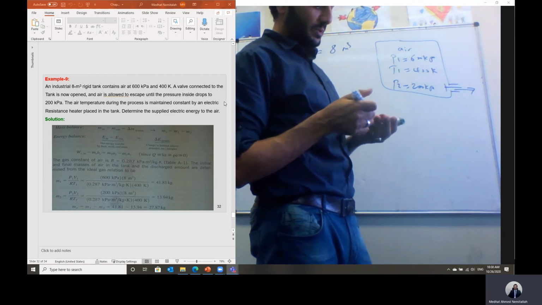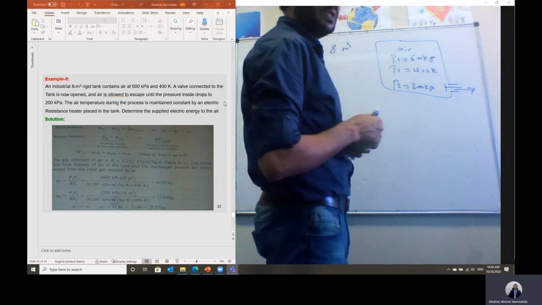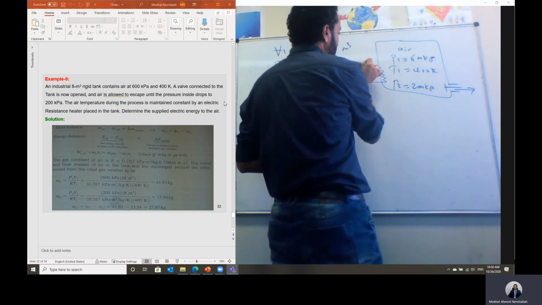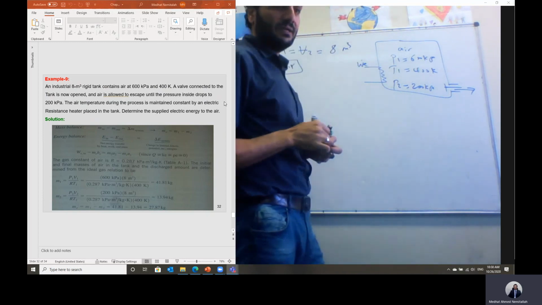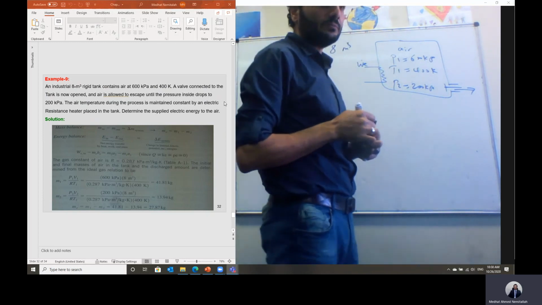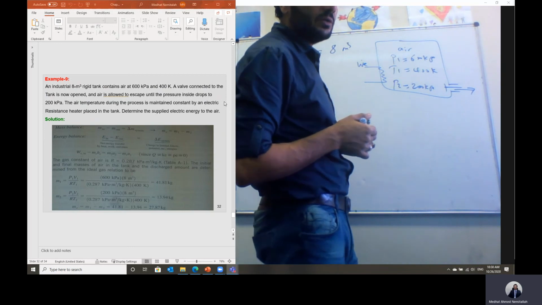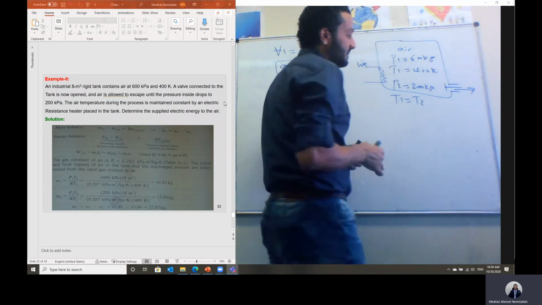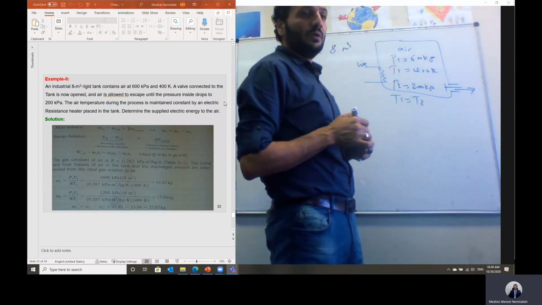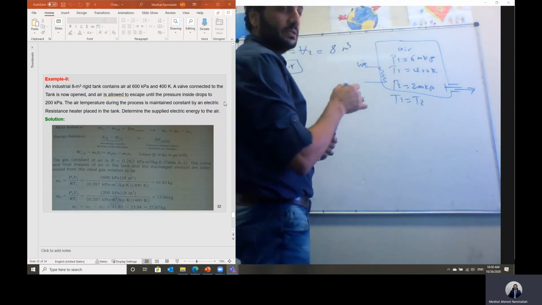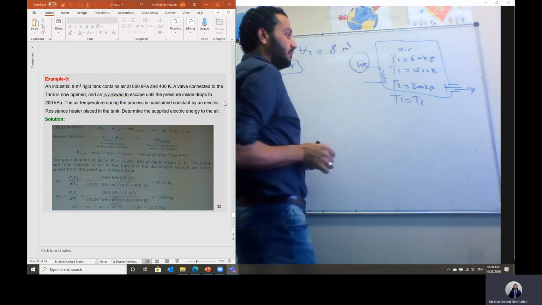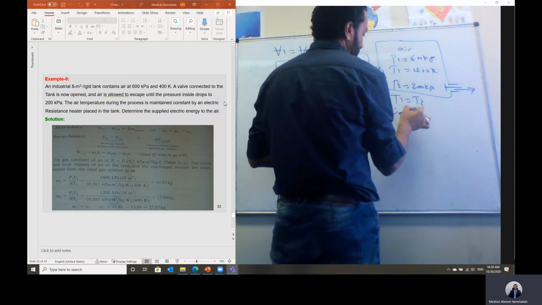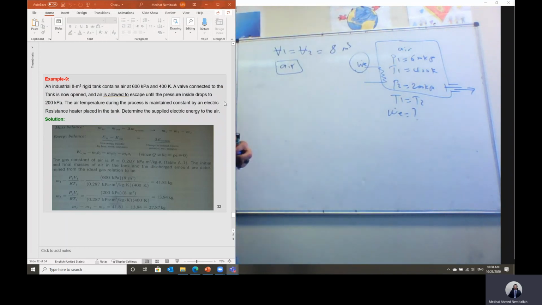He said the temperature during this process has been maintained constant through using an electric heating coil. So the electric heating coil is supplying electrical power to keep the temperature constant in this case. So we have the temperature T1 is the same as the temperature T2. We need to determine this electric work that is required to maintain the temperature constant. So we need to calculate the value of the electrical work in this case.